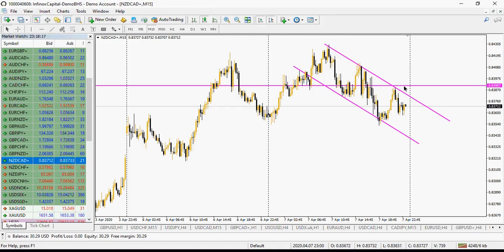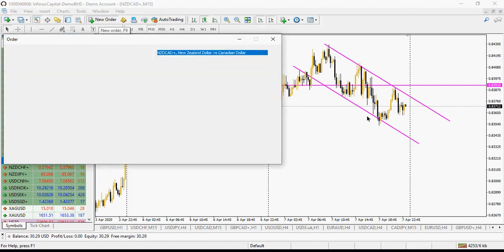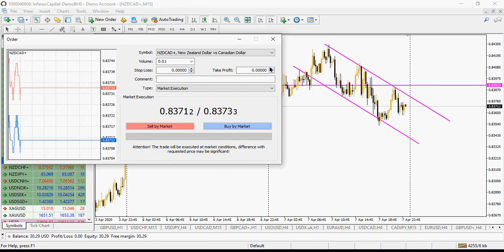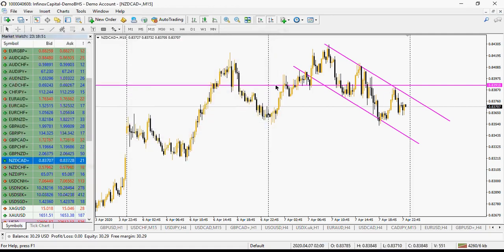Okay? And then take a sell. And for this bearish trend to be true, it has to break this lower low, right? So I can just take a sell. My stop loss is 0.8391. Okay? And then my take profit, I can decide, okay, let's check for where can we take profit.